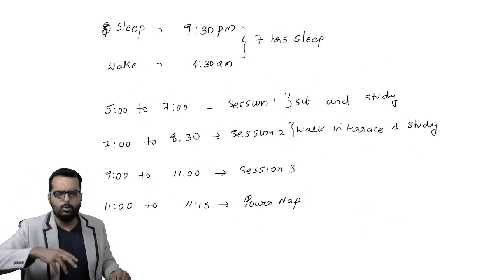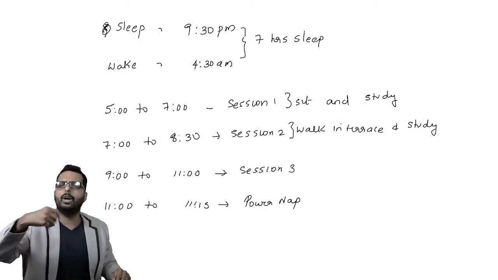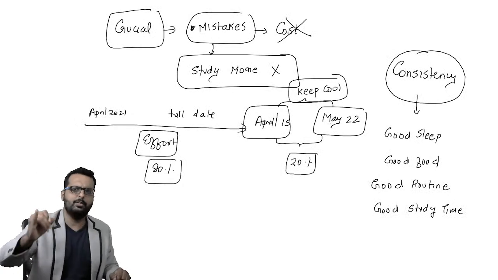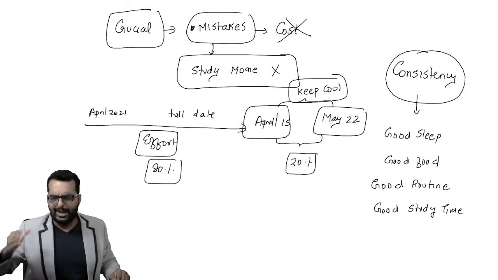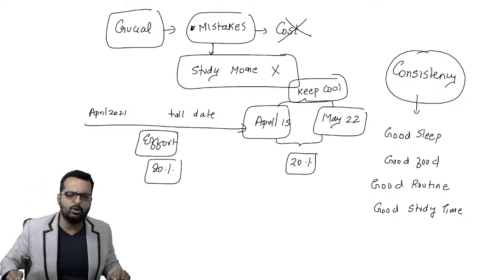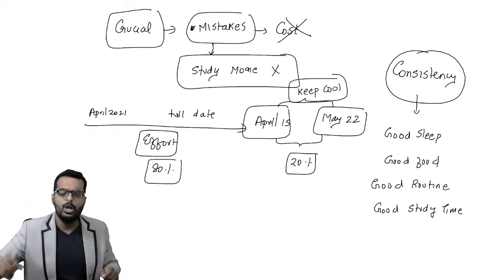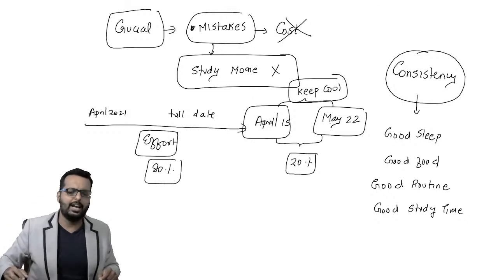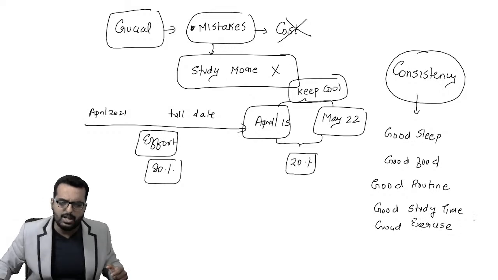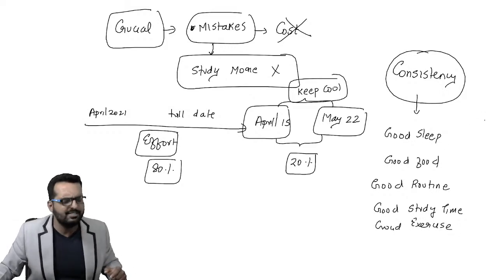This is my routine. You don't need to follow this. You can follow any other routine you want, but give yourself good sleep, minimum 7 hours of sleep, good food at the right time. If you're eating breakfast at 8 o'clock, eat every day at 8 o'clock, because it will help you with your health also. Good routine, good study time, good exercise. Maybe I forgot to mention that over here. This is what is important right now, rather than stressing.